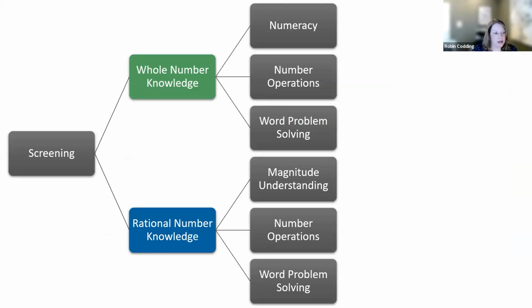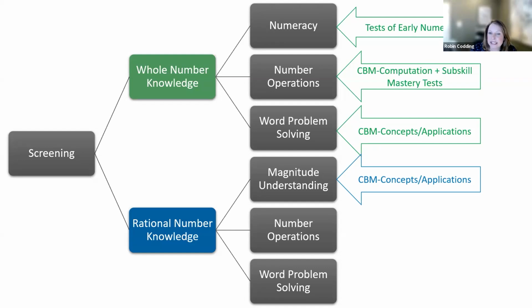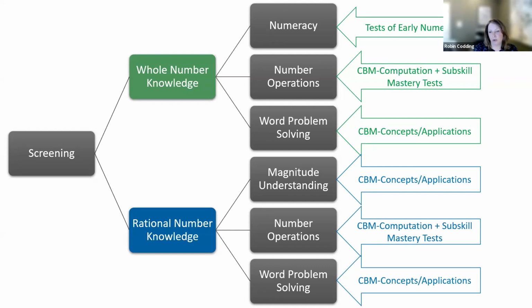So this is the same graphic, but now I'm going to illustrate to you that there are numerous kinds of curriculum-based assessment tools that line up with these tasks. So tests of early numeracy, different kinds of companies have different types of numeracy tools. Number operations, so that's usually referred to as CBM computation tasks, which is the grade level task, or sub-skill mastery tasks, which we'll talk more about. And then word problem solving, which is embedded in typically CBM concepts and applications types of tasks or assessment tools. Again, magnitude understanding is in that CBM concepts and application. Number operations for rational number knowledge can be found in those computation tasks or sub-skill mastery tests. And then again, word problem solving falls in that concepts and application component. So you can see how each of these key areas of skill do align with CBM tools.